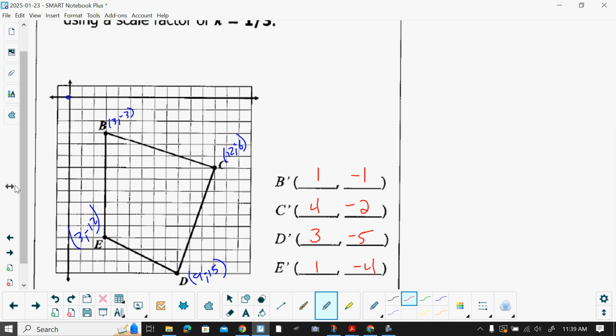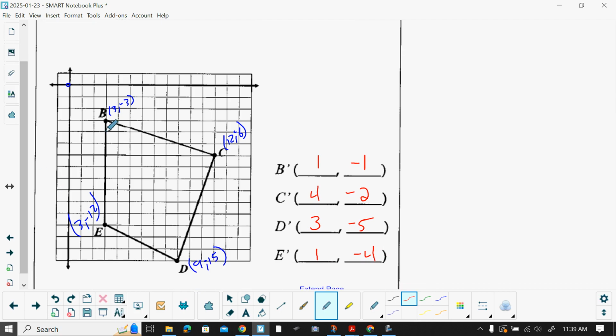There we go. All right, hopefully I'm doing this quick. I hope I did my math right. So B prime, 1, negative 1 would be there. C prime, 4, 1, 2, 3, 4. Negative 2 would be right there. D prime, 3, negative 5. 1, 2, 3. 1, 2, 3, 4, 5. There's D prime. And then E prime, 1, negative 4. 1, 2, 3, 4. E prime. Okay, so there's that shape.